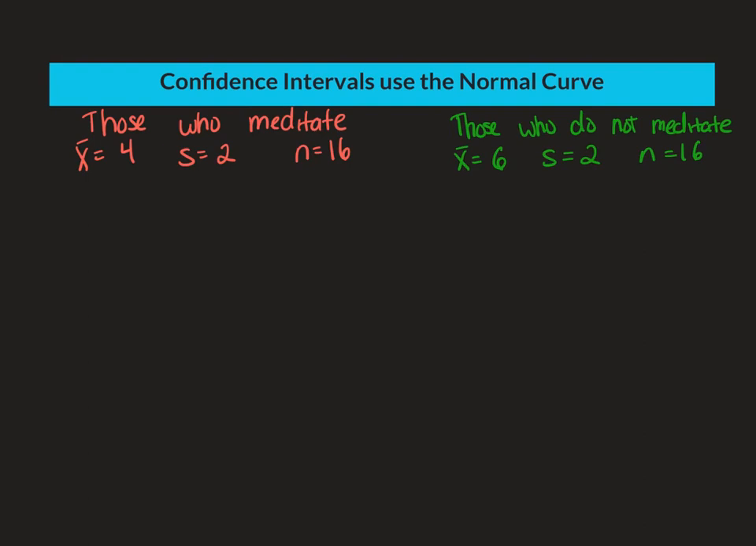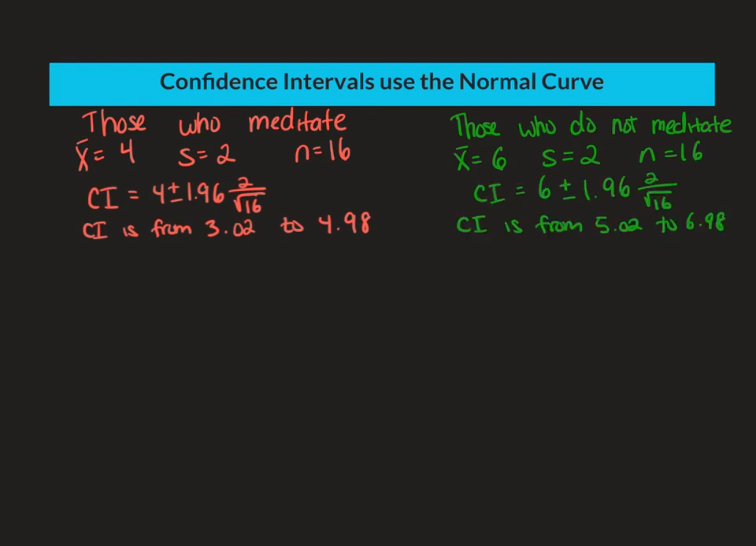Let's find our confidence intervals. When I do this for the meditation group, I get that my confidence interval ranges from 3.02 to 4.98. So this means I'm about 95% sure that the actual population mean is going to be from 3.02 to 4.98 for persons who meditate. Following the same procedure, I get a confidence interval for the non-meditation group ranging from 5.02 to 6.98.